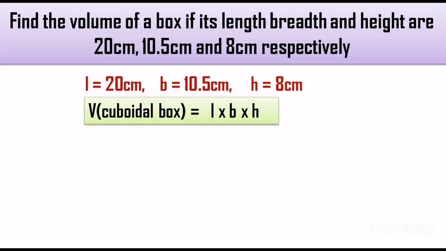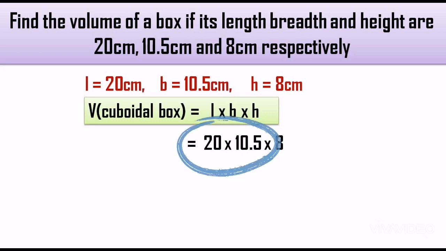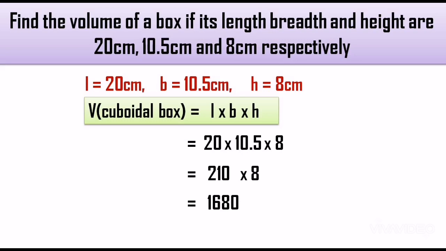For a quick idea, L into B represents the base area, it is the area of rectangle, and H represents the height. So the volume of a cuboidal box is nothing but length into breadth into height. Now the second step is to substitute the values in it. We get 20 into 10.5 into 8. Now if we move from left to right, we get the first multiplication, that is 20 into 10.5. The moment you carry out the multiplication, you get the answer 210, and 8 will be written as it is in multiplication. And further, when you carry out the multiplication, you get the answer 1680.